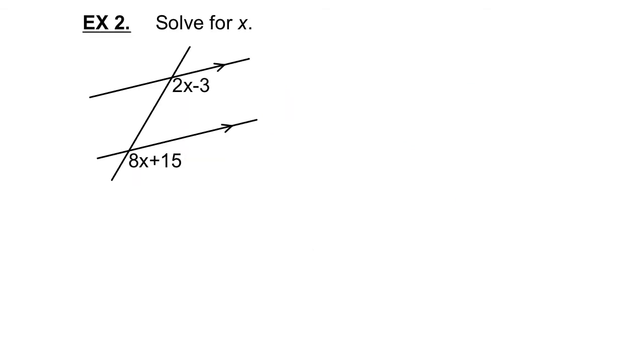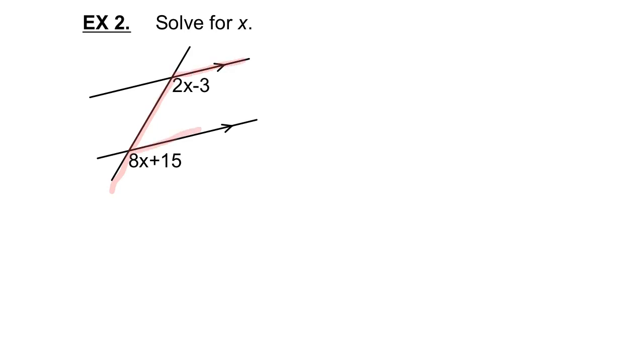In this example, we have parallel lines. So we've got an angle here, 2x minus 3, and an angle here, 8x plus 15. So we want to solve for x. In order to do that, we need to use our angle properties. So we have parallel lines. We have to think about Z patterns, F patterns, C patterns, those types of things. So what pattern do we see here?